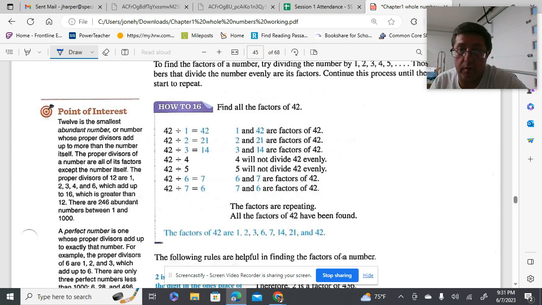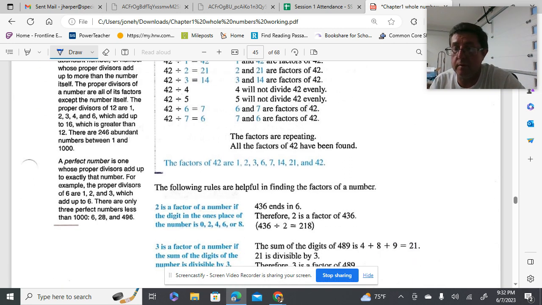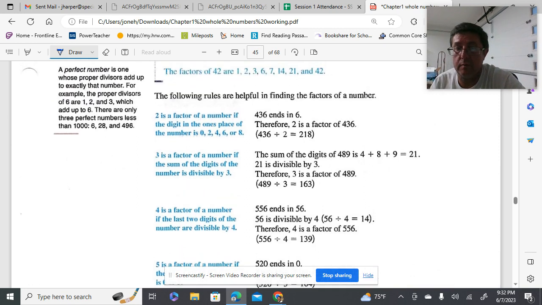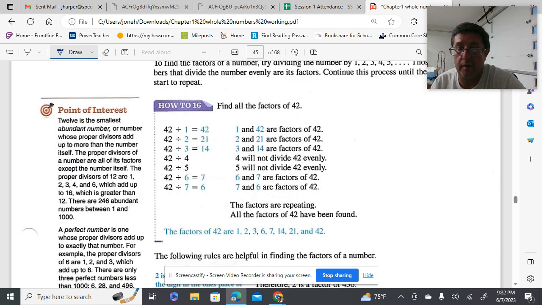5 will not go into it. So 42 divided by 6: 6 and 7 are factors of 42. Then down here, 7 and 6 are both factors of 42. The factors are just the numbers that will go into the number evenly. That is important if you're not using a calculator. Again, I don't find it to be that important. You're not going to be finding factors of numbers very often.